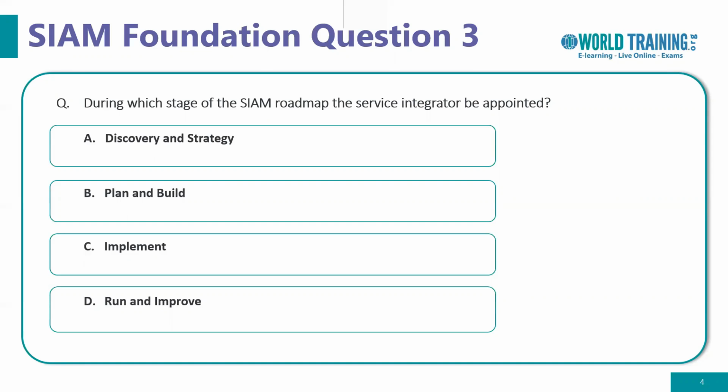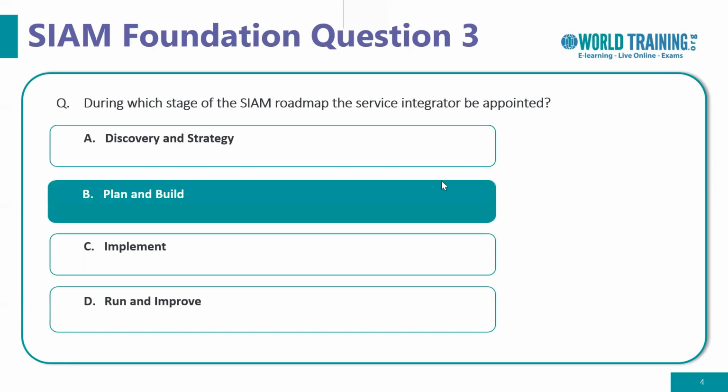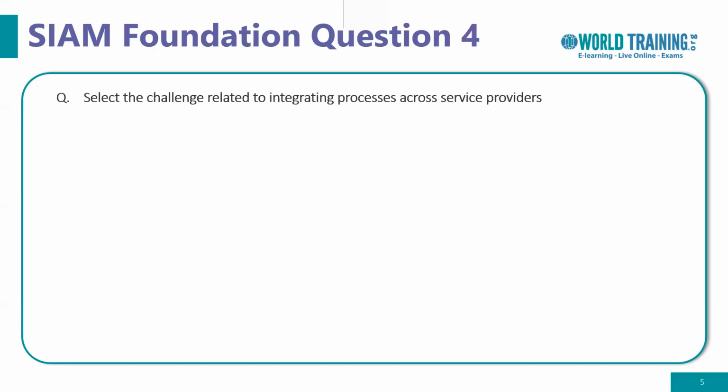Discovery and strategy is all about, at the highest level in the organization, what kind of discovery, I mean, as-is state, and strategizing why I want to go for SIAM, the business case and approval of those. Implement is more or less when I am into the implementation, at that time the service integrator is already required, I would say, and run and improve is more or less the last stage. So the very relevant answer is plan and build. Let's look at the 4th question.